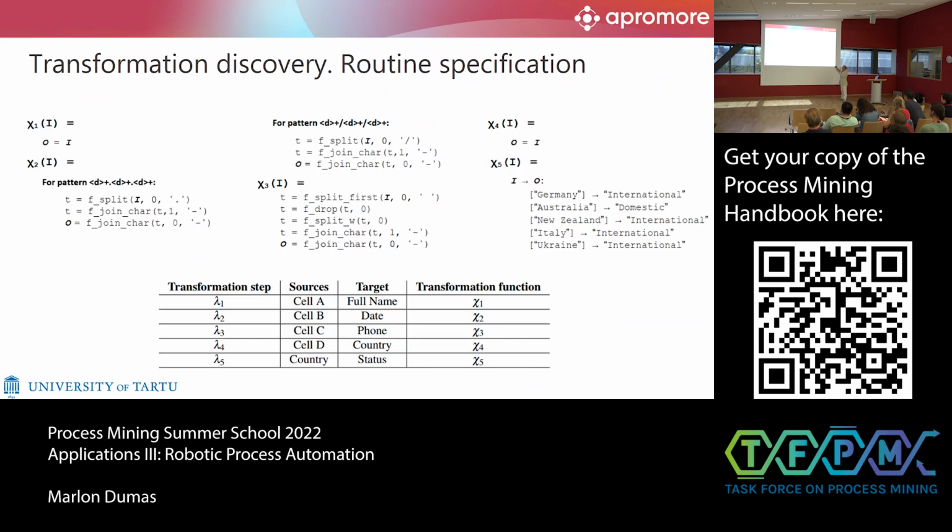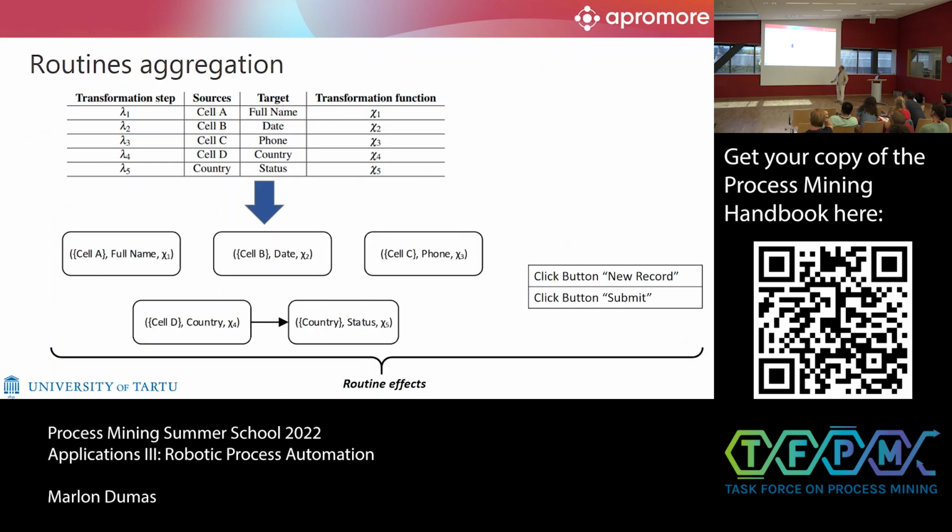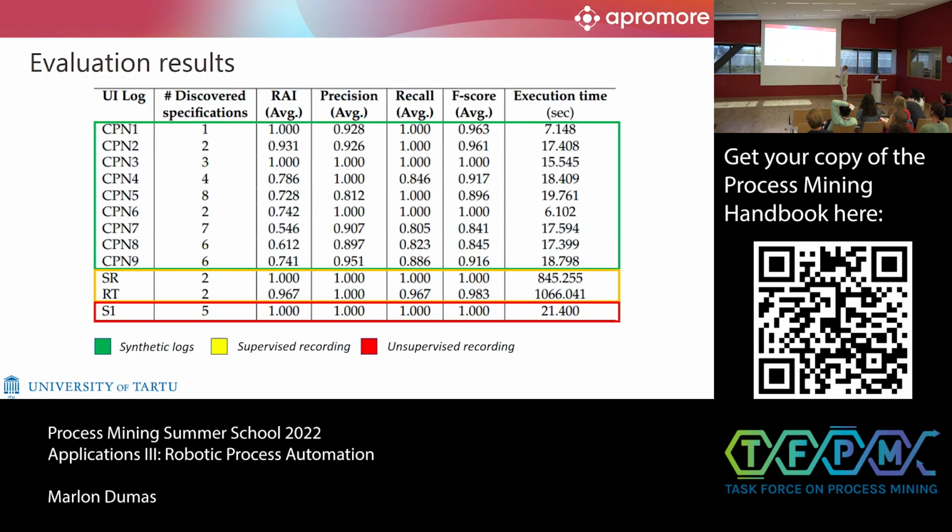Then we combine these techniques, tokenization, functional dependency discovery, etc., and we find routine specifications. And then we have another technique. I will not enter into details, to find routines that are redundant, meaning they do exactly the same thing. They just do the operations in a different order. And we merge them. And then we apply them more or less to the same benchmarks as before.